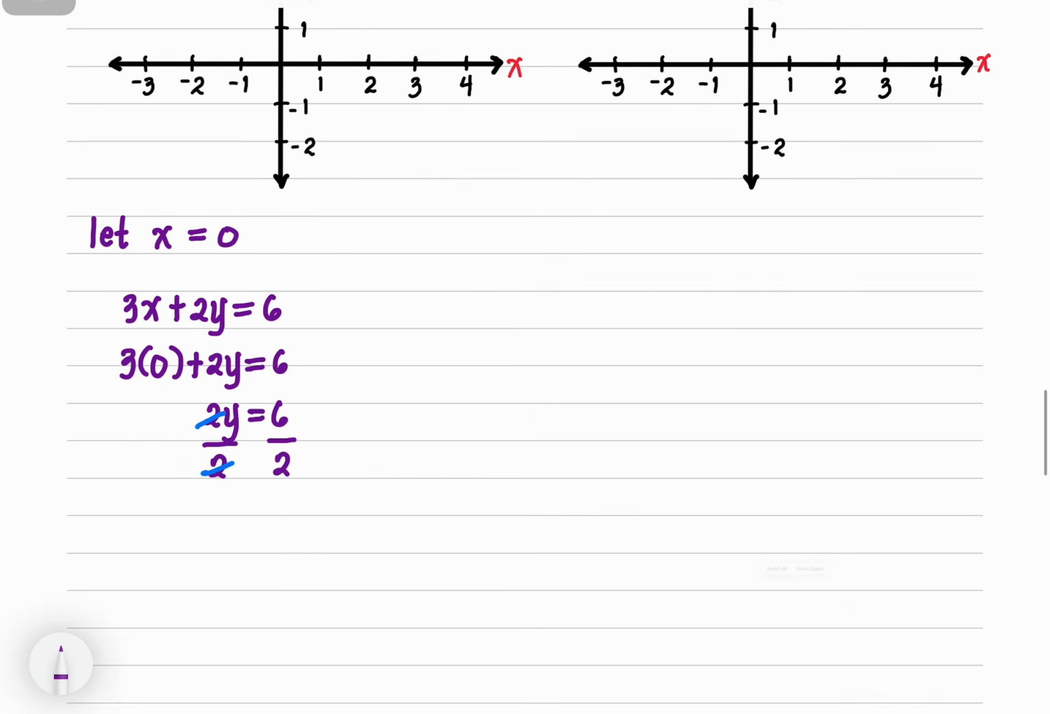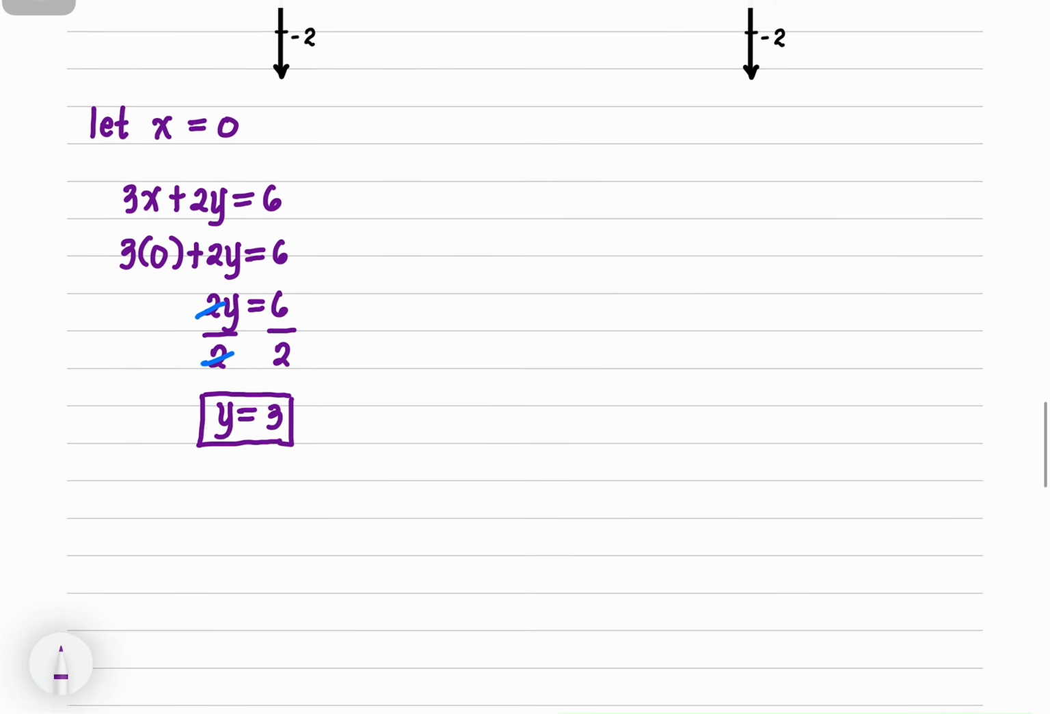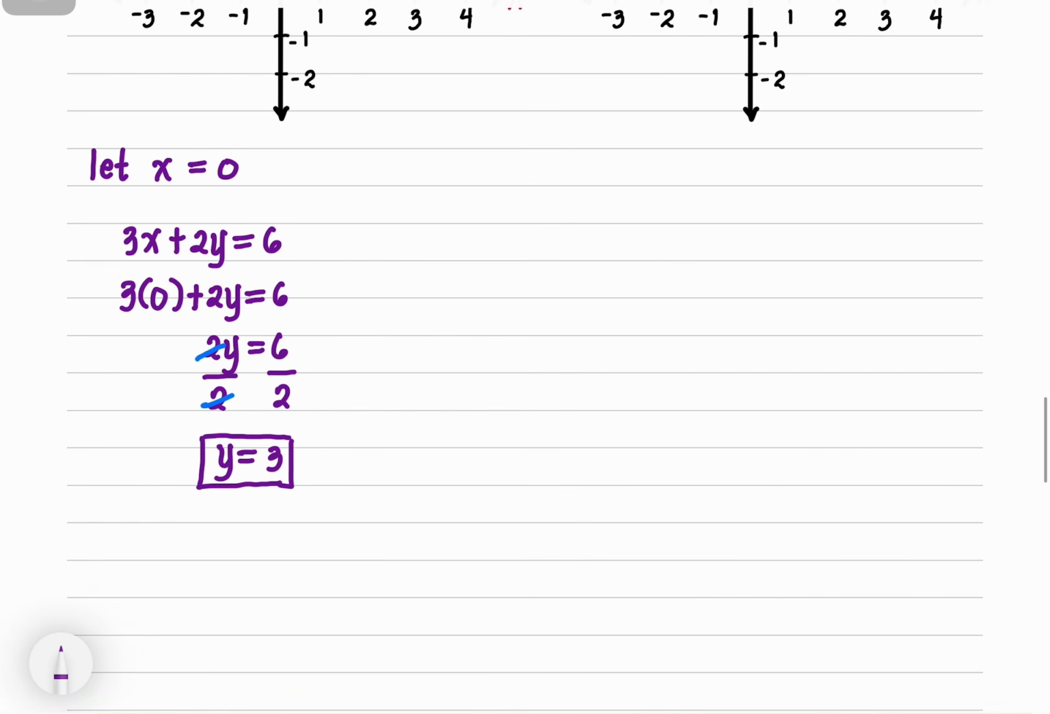So, we left by the variable y. And then, i-divide lang natin yung class. So, 6 divided by 2, we have 3. So, therefore, ang value ng y natin dito is 3. Okay? So, yung point natin or yung coordinates or yung ordered pair dito is 0, 3. Okay? 0, 3. Paano tayo nagkaroon ng 0? Kasi nga, let x be equal to 0, no? And then yung y value natin, which is 3.